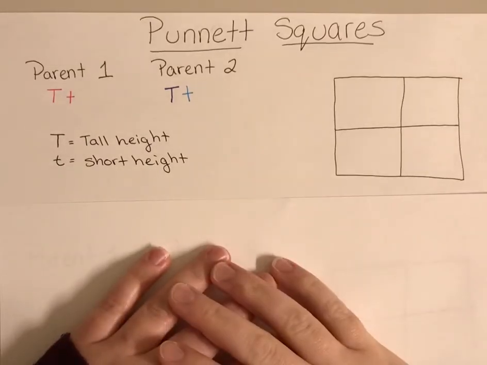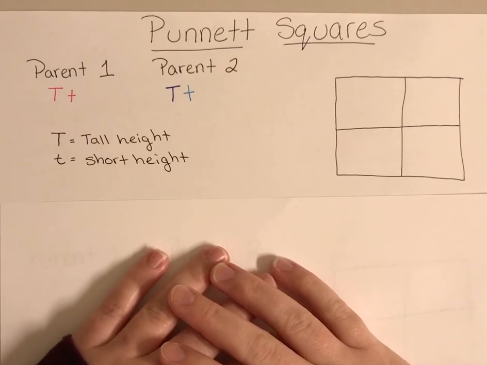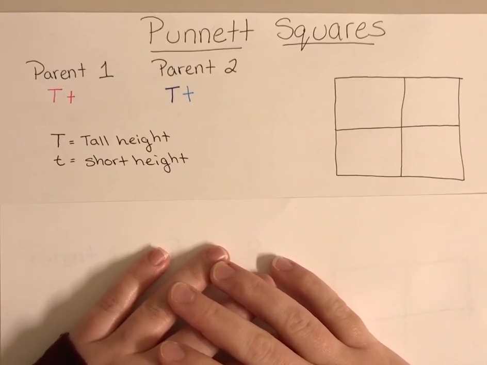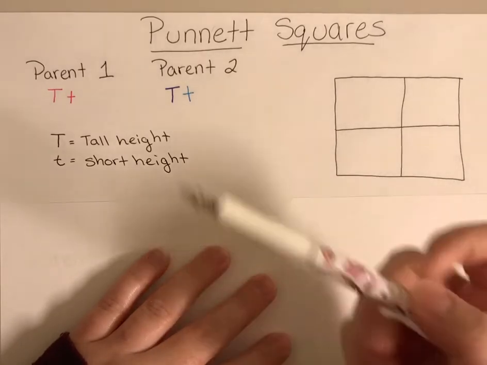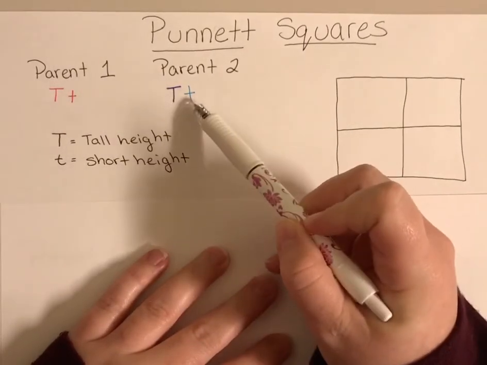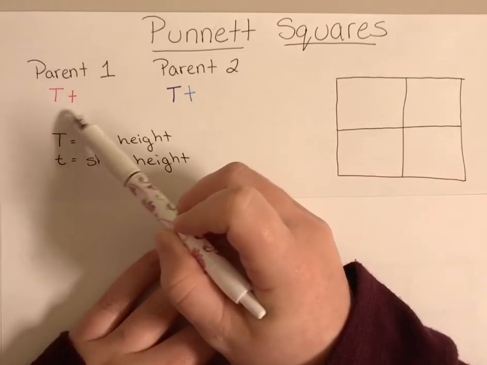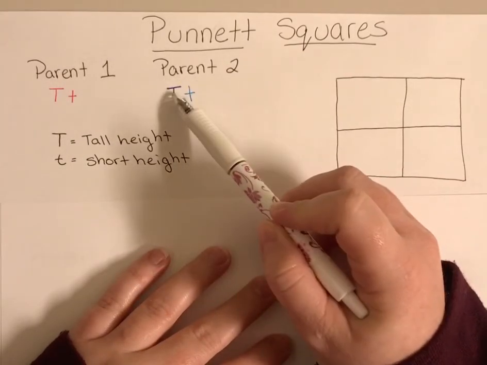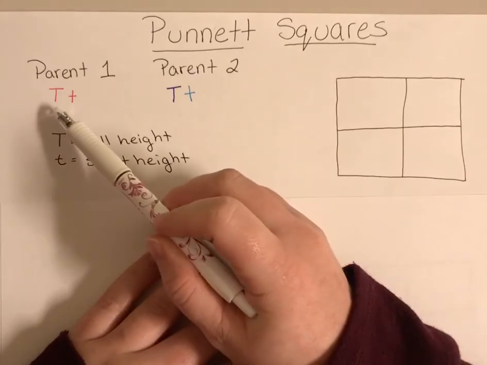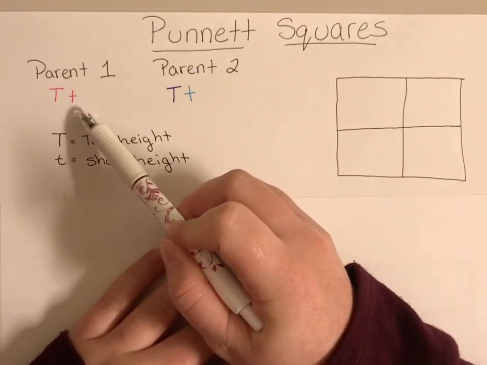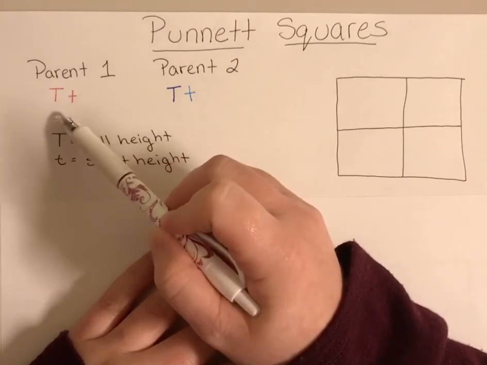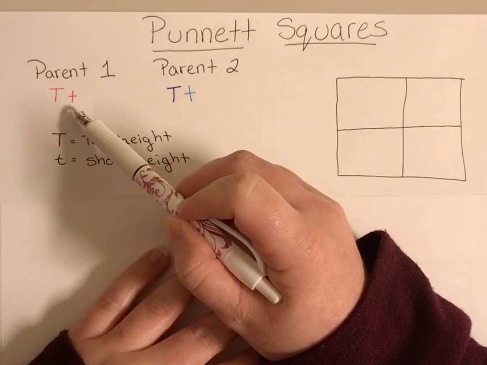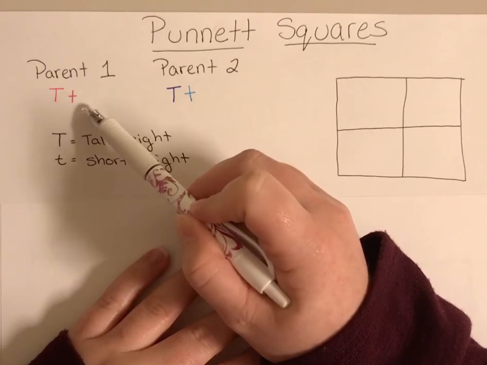All right, so we're going to talk about how we use Punnett squares to determine the genotype and therefore the phenotype of offspring. So when we look here, we have parent 1 and parent 2. Now both parents have a heterozygous genotype. And what that means is they have both a dominant and a recessive allele.